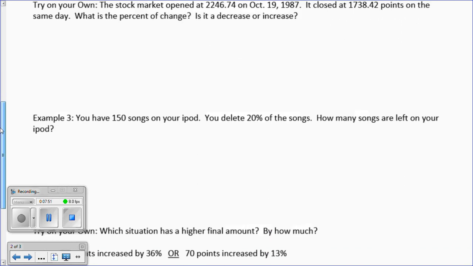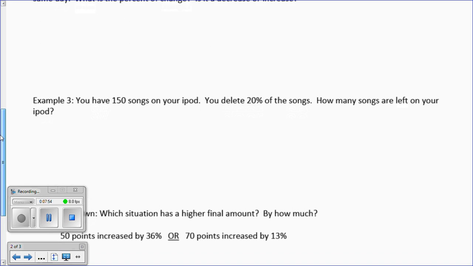Now we're going to go ahead on to example 3, which is still a percent of change problem, but it's a little bit different because you read it, you have 150 songs on your iPod. I know, this is an iPod. Who has an iPod? So old. You delete 20% of the songs. How many songs are left on your iPod?